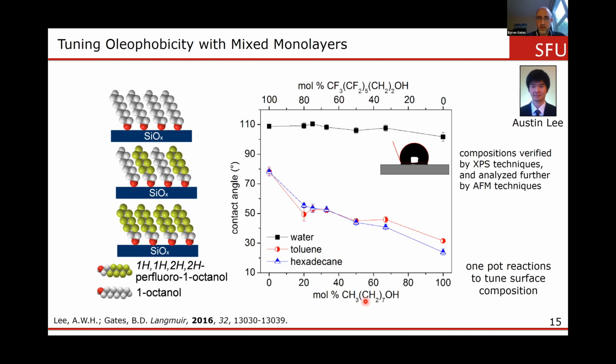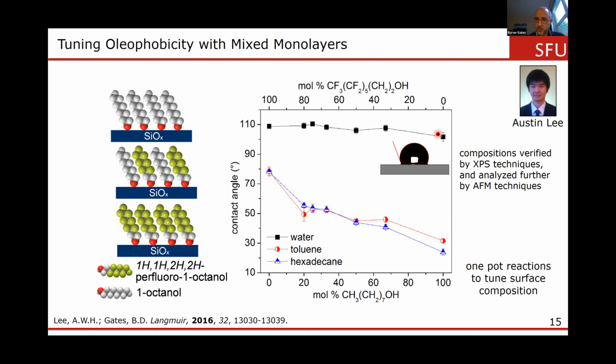a hydrocarbon-based alcohol, and looking at water, toluene, and hexadecane contact angles, how they change as a function of changing the ratio of these compositions. And so the idea is going from something that is 100% of one to 100% of the other, so a hydrocarbon to a fluorocarbon. And what we find is that changing this out, we see a gradation in the contact angles that we get for the toluene and hexadecane, and not surprisingly, the water is more flat as far as its response.